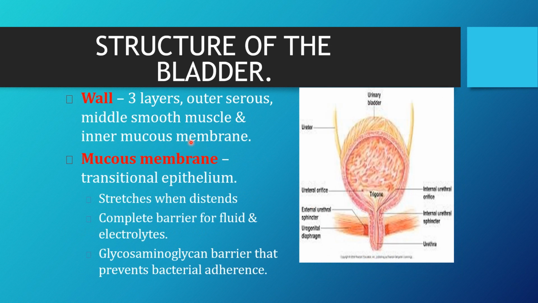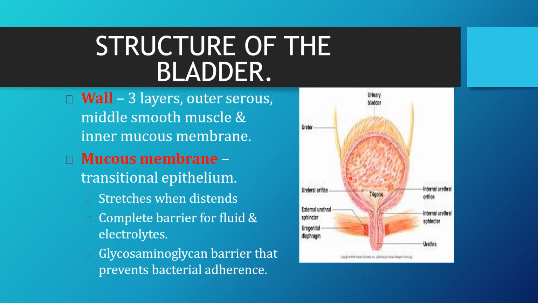And the structure of the bladder: its wall contains three layers, outer serous, middle smooth muscle and inner mucous membrane. The mucous membrane has transitional epithelium. It stretches when distended and it is a complete barrier for fluid and electrolytes. It also has a glycosaminoglycan barrier that prevents bacterial adherence.